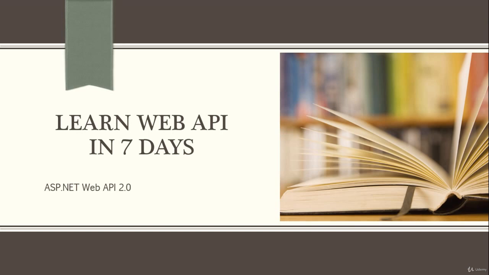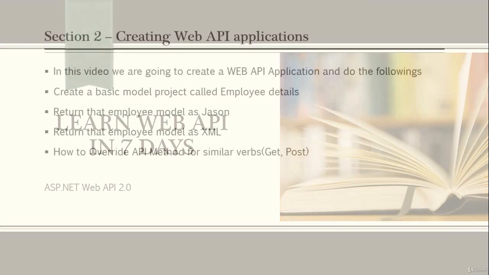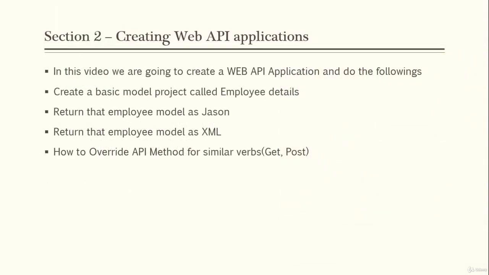In this video, we are going to create ASP.NET Web API, and we will be doing the following things with the API. So we'll be creating a basic employee model as a separate DLL, and we will try to use that model in the Web API, and then we will be returning that model as JSON, and also we will be returning the same model as XML, and then we will try to overload a couple of Web API methods for get and post. So let's just get started.